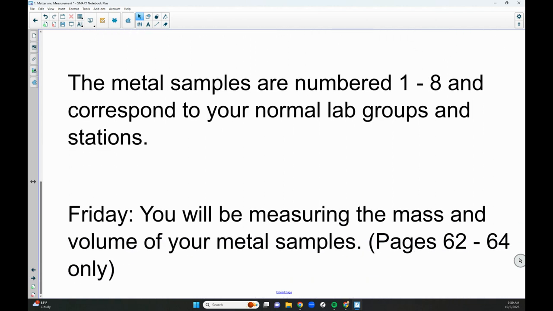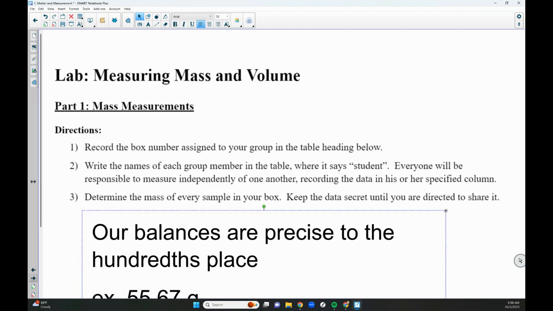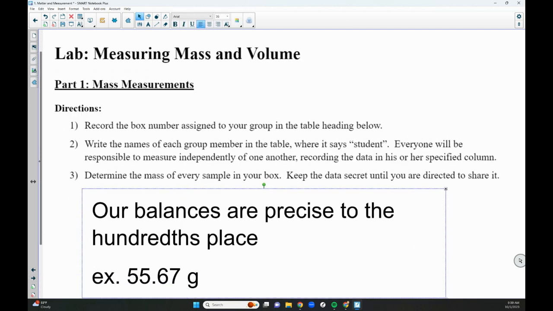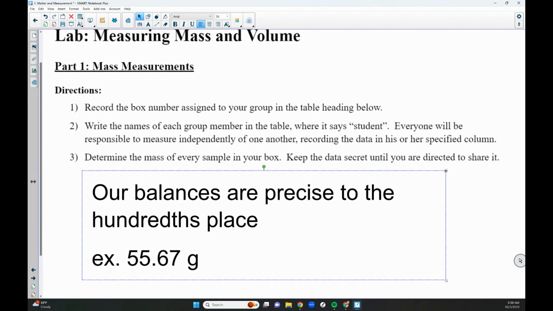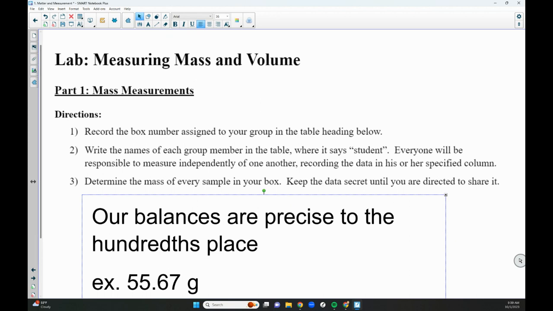Okay, as I said, you're just going to be measuring the mass and volume today on Friday. And you're going to be completing pages 62 through 64 only, and I'm going to walk you through those pages now. Please take note as I walk you through this. There's some important details here if you want to get full credit for this lab. So part 1 is measuring mass, and this should be pretty straightforward because you're using the balances.